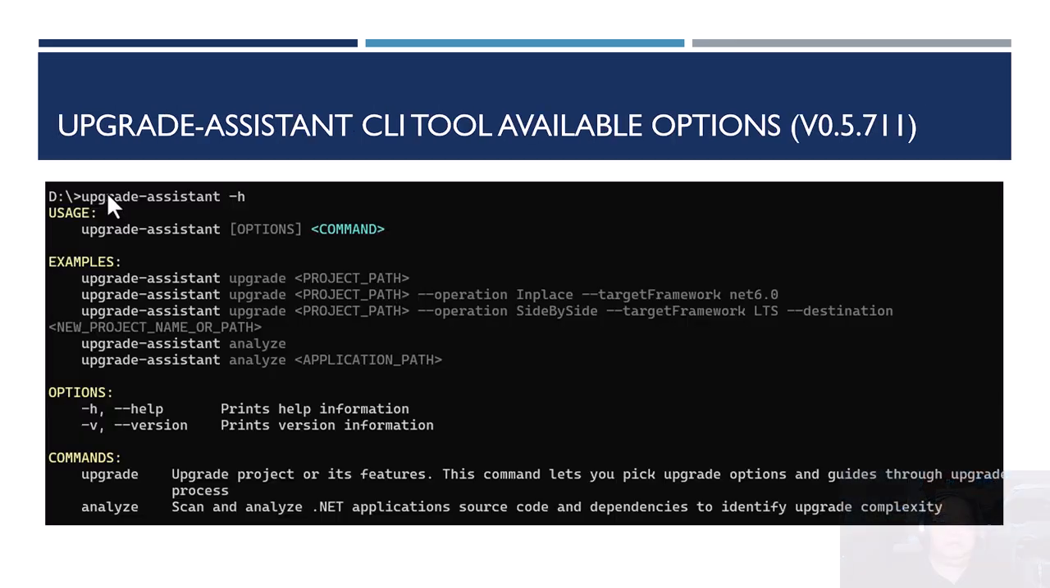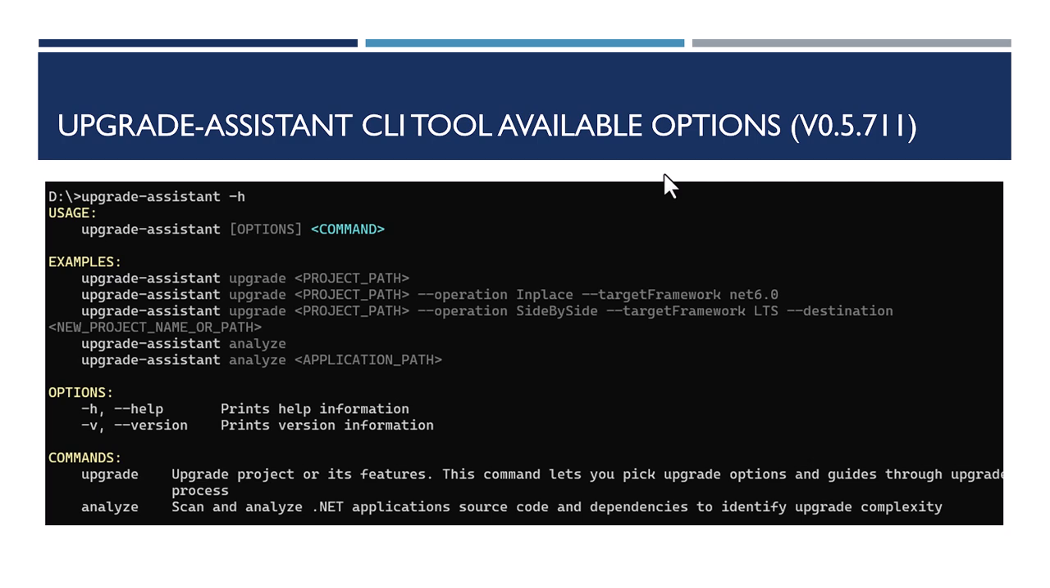But before that, let's see what is the current version I have. Right now, I have the 0.5.711, the one that I just showed you before. And these are the available options that we have. We have upgrade and analyze. Basically, analyze means only scan and analyze the source code and dependencies to identify upgrade complexity. Upgrade means the actual action or the actual migration that you are going to do.